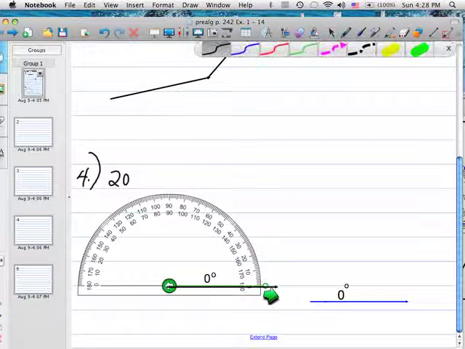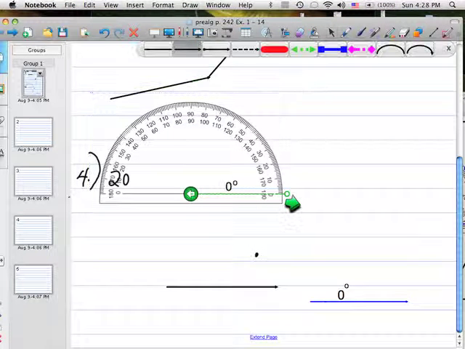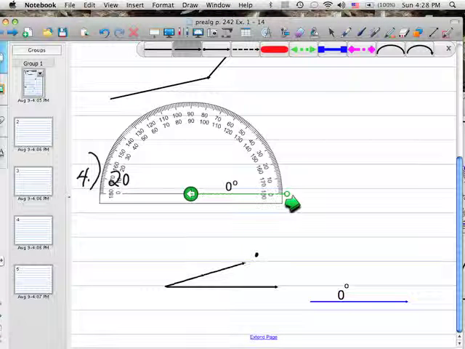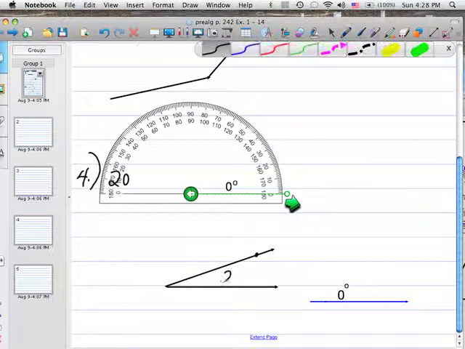So we put a point at 20 degrees, move the protractor out of the way, and then connect the end point of the first ray, go through that point, and we have a 20-degree angle.